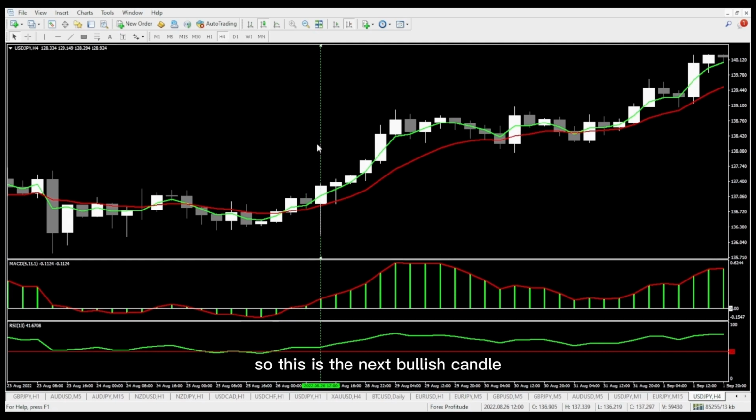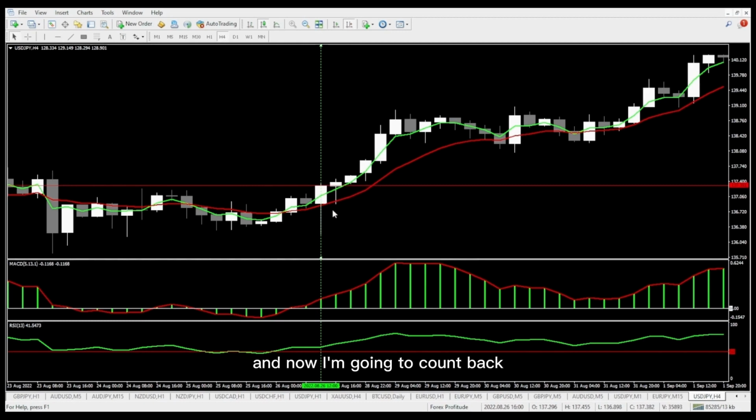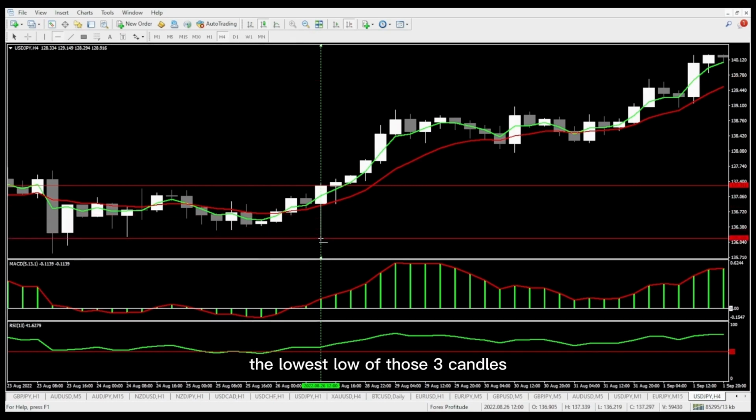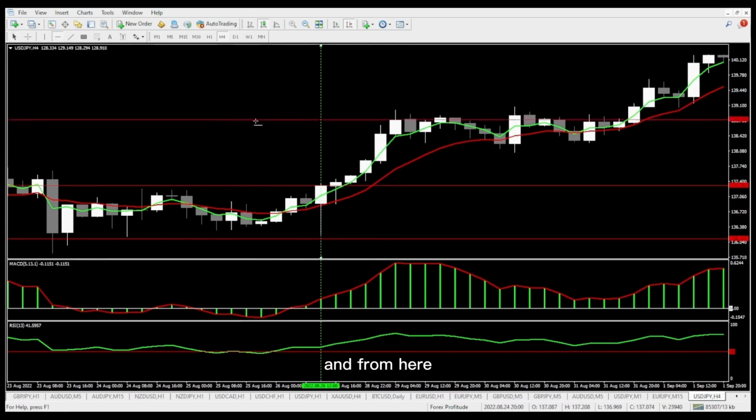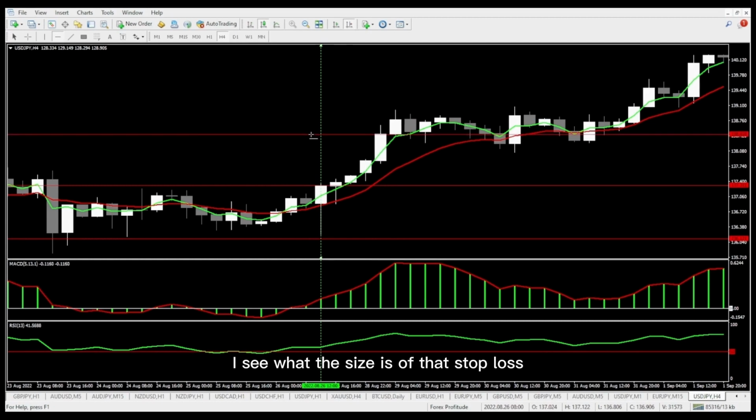That gives us the idea that we have some momentum in our favor. So this is the next bullish candle. This is the one that I'd be using to place a trade. So I'm going to place my entry at the close of that candle, which would be the open of the next. And now I'm going to count back 3 closed candles. 1, 2, 3. And from here, my stop loss goes underneath the lowest low of those 3 candles, which is that signal candle. We've got a wick that drops down below. And from here, I see what the size is of that stop loss, and I go for 1 to 1. And now I let this trade play out, and we easily hit our 1 to 1.